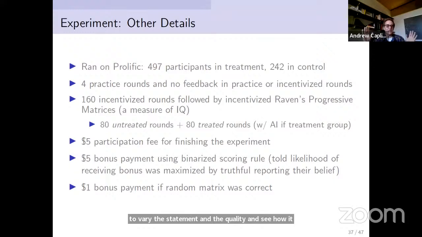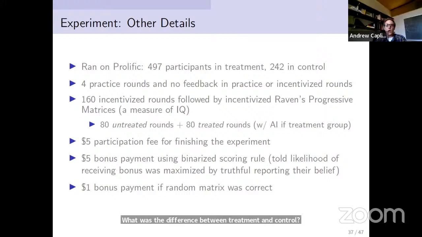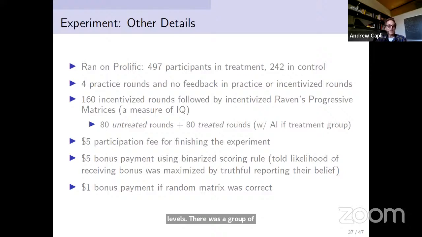I'm not disagreeing that could be a wonderful, I'll call it refinement. But you're going to see our result is very clean. What was the difference between treatment and control? The control people went through without any AI treatment ever, because we wanted to see if there's deterioration or improvement in performance in various levels. There was a group of people and then the treated people had the AI assistants for half the rounds.